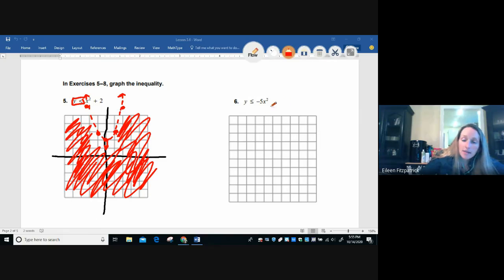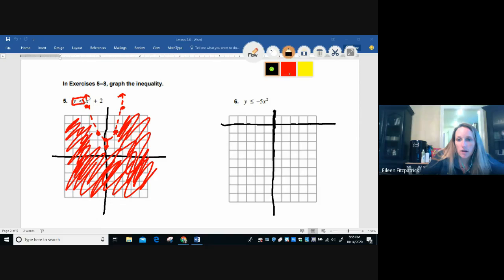All right. The next one, h and k values are both 0. So my vertex is on the origin. This parabola opens down and has a vertical stretch of 5. So I'm going to put my x-axis a little higher. It has a vertex at (0, 0) because the h and k values are both 0. It opens down, has a vertical stretch of 5, so it's out 1, down 5. Is it a solid parabola or dashed? It would be solid because of the bar underneath.